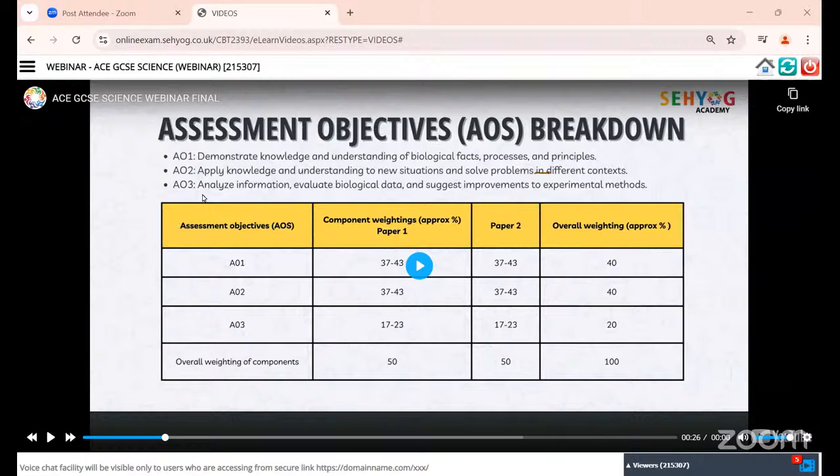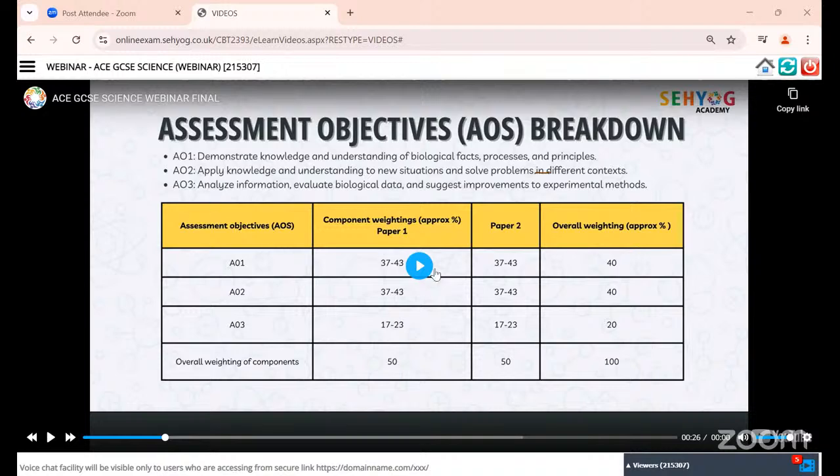Coming to the AO3, which is all about analyzing, right? You have come across many scientists or many people who are analyzing a problem, and then bringing out the solution for that. A similar thing you have to do, right? The same kind of job is expected from your end, where you need to analyze the particular content, analyzing what exactly they are asking, and then you put forward the experimental-based or practical-based answers.